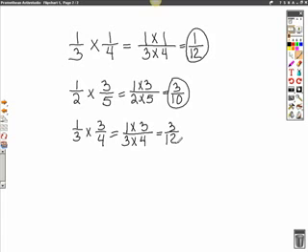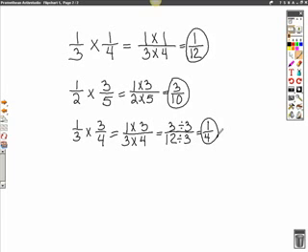Now we need to look at this, because this is one that we can indeed reduce. We can divide our numerator by 3 as well as our denominator by 3 to get a reduced answer. 3 divided by 3 is equal to 1. 12 divided by 3 is equal to 4. So we know now that 1/3 times 3/4 is equal to 1/4, and that is in the simplest terms that it can go into.